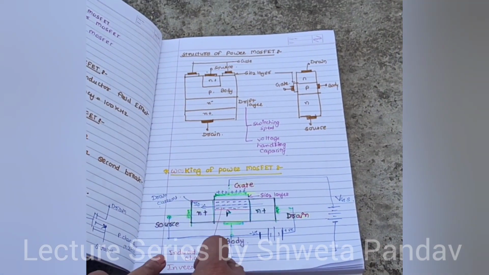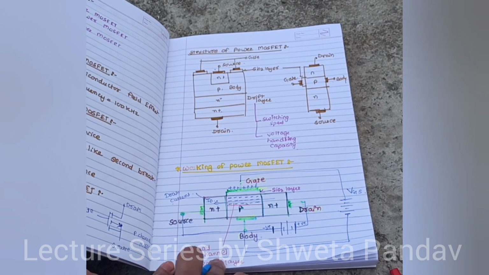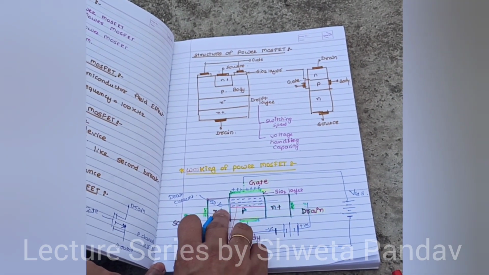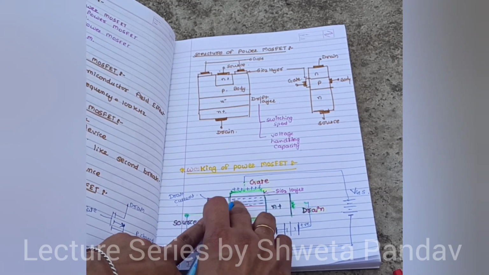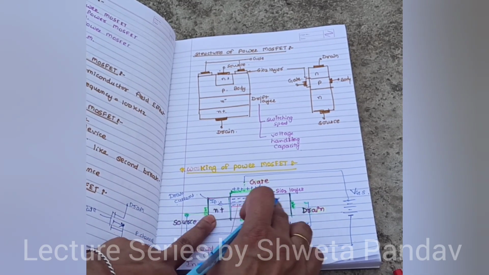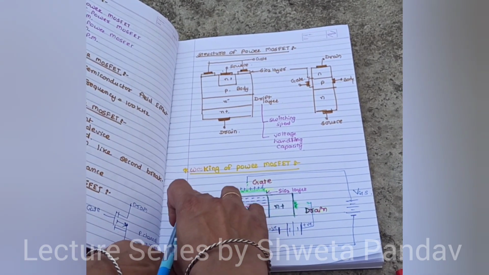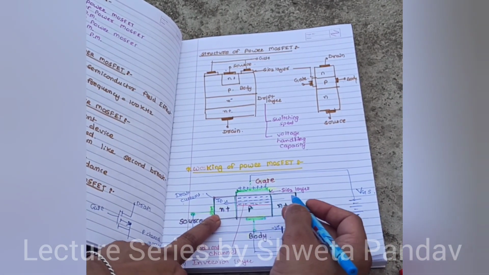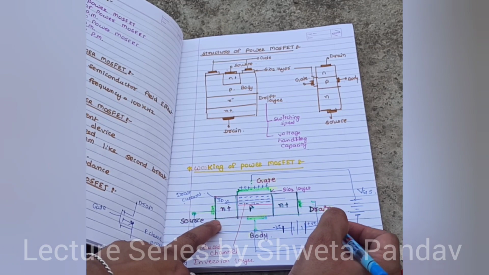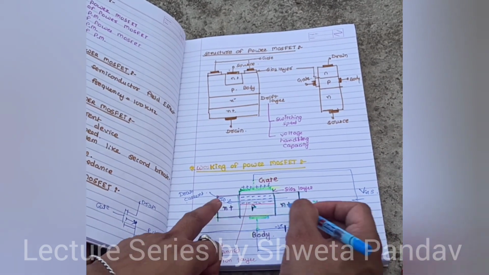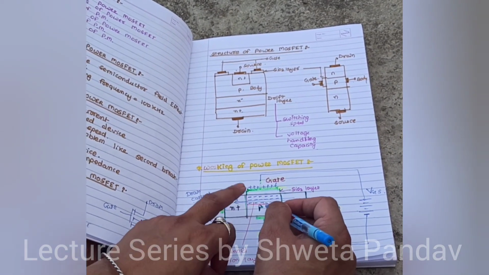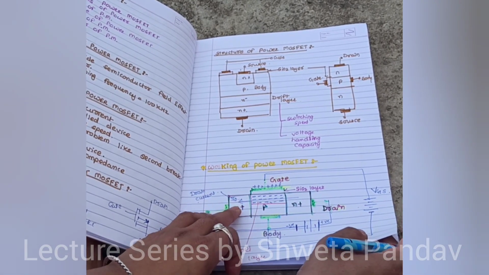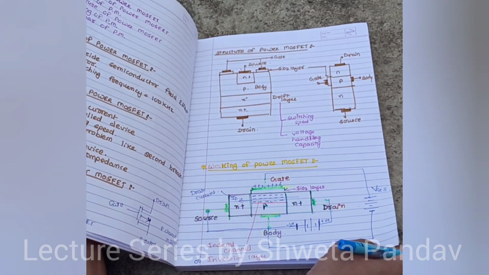So because of the formation of this induced channel or inversion layer, there is a path formed between this n plus and this n plus region. Because of this path, the flow of charge carriers induces one current. That current is called drain current. And if the channel is absent here, then because of drain to source voltage, a depletion layer is formed in between, and the depletion region opposes the flow of current here. So this is the working of power MOSFET.